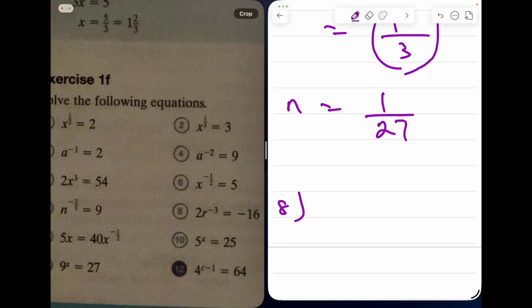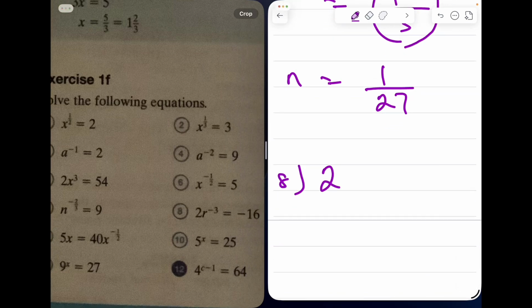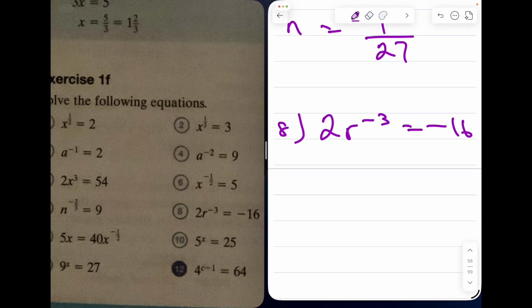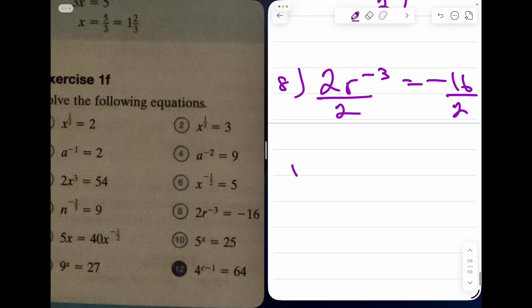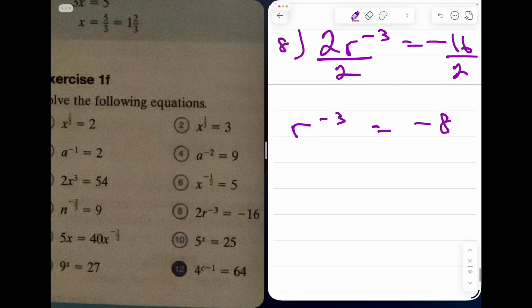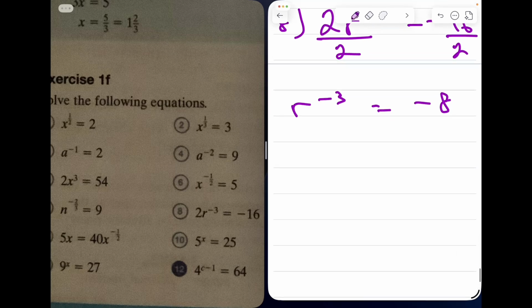Now we go to number 8. What does that say? 2r raised to power minus 3 is equal to minus 16. First of all, let's divide both sides by 2. And then we have r raised to power minus 3 is equal to minus 8.